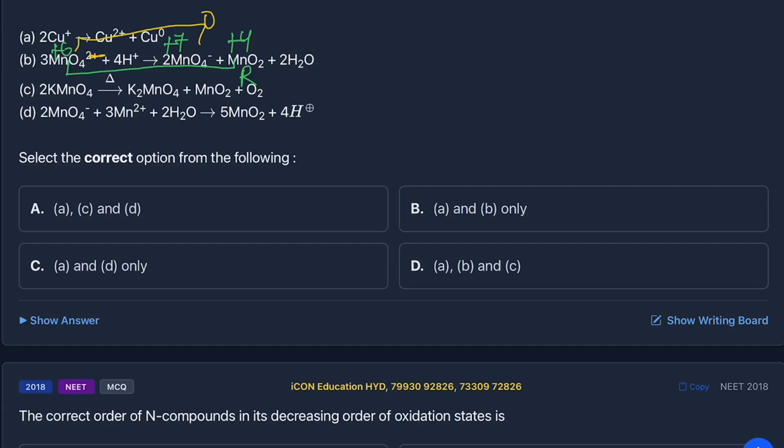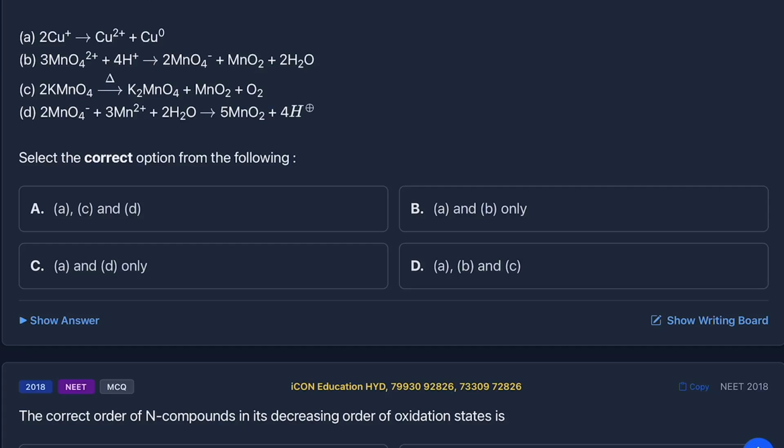Oxidized by +6 to +7 and reduced by +6 to +4, which means it undergoes oxidation and reduction. This is called a disproportionation reaction, so options 1 and 2 are both disproportionation reactions.